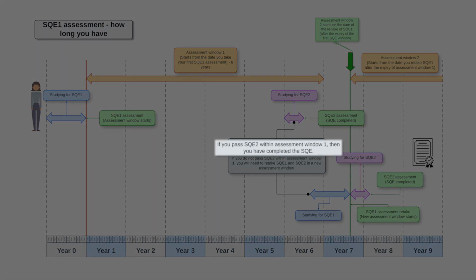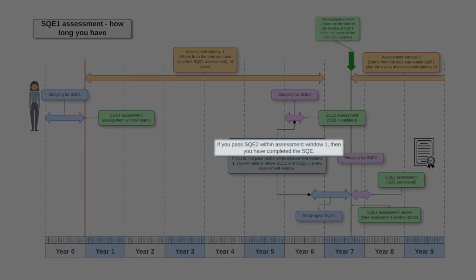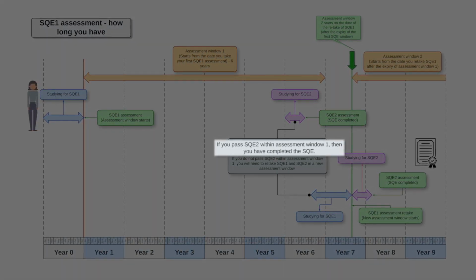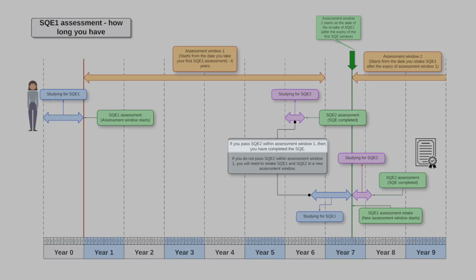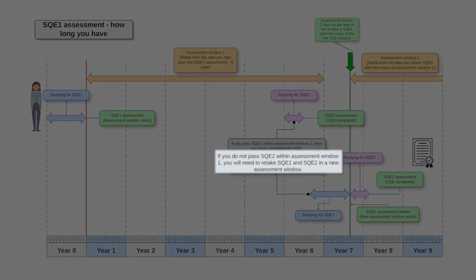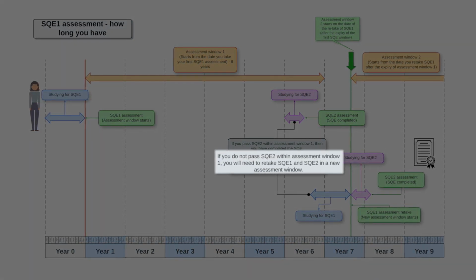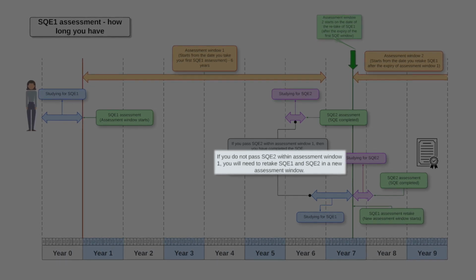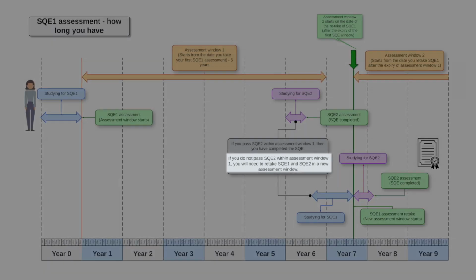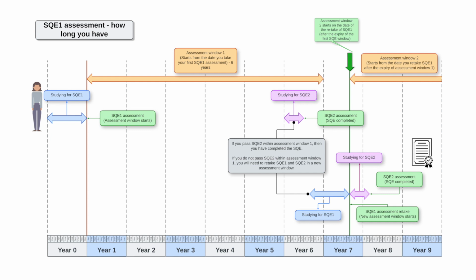If you pass SQE2 within the assessment window, so the first assessment window, then you've completed the SQE and you're through, as I've said. If you don't pass SQE2 within the assessment window, then you'll need to retake SQE1 and SQE2 in a new assessment window. And as I say, I'm dealing in a separate video with the amount of times that you can retake each of the exams within a single assessment window.